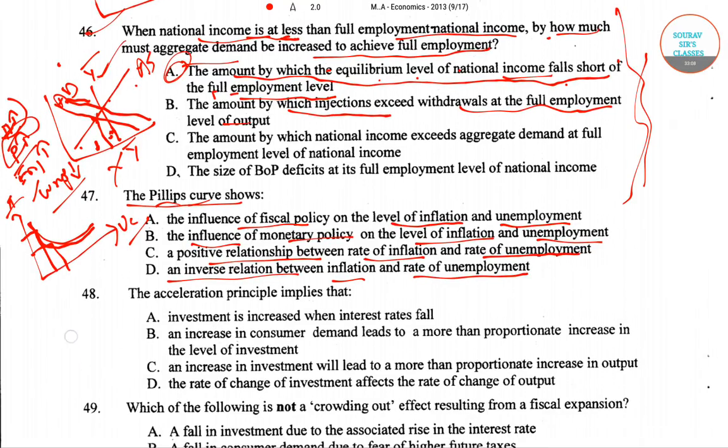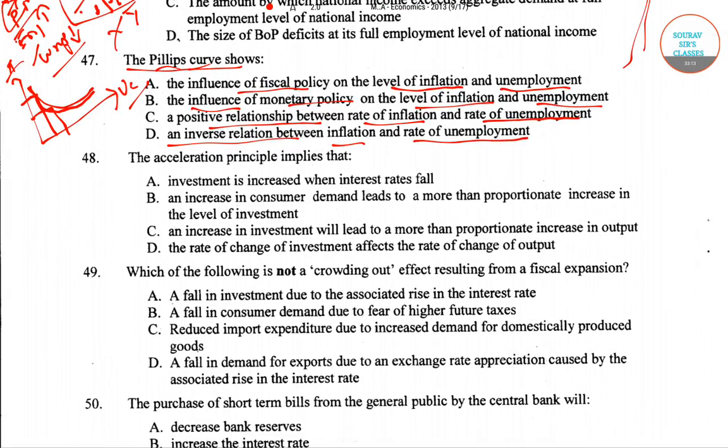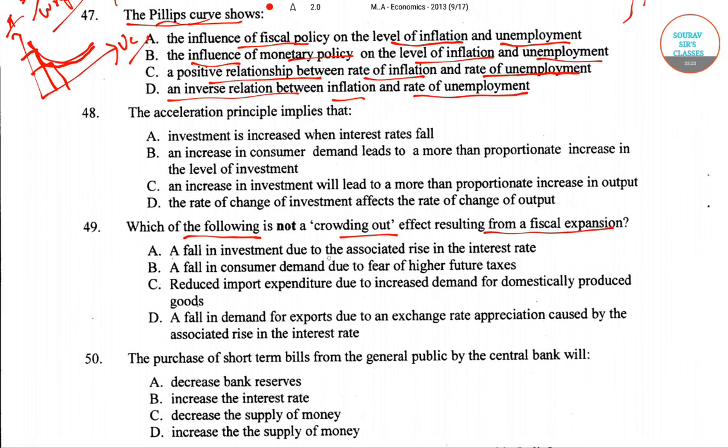Now we'll go straight to question number 49. In question number 49, it is asked which of the following is not a crowding out effect resulting from a fiscal expansion? A, a fall in investment due to an associated rise in interest rate; B, a fall in consumer demand due to fear of higher future taxes; C, reduced import expenditure due to increased demand for domestically produced goods; and D, a fall in demand for exports due to an exchange rate appreciation caused by the associated rise in interest rates.